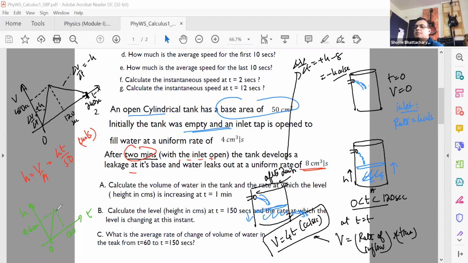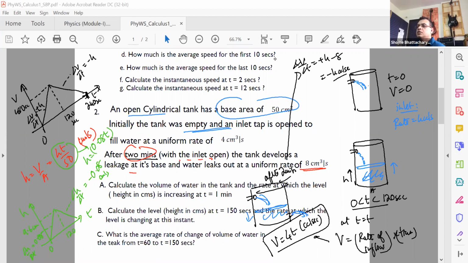So the same kind of thing will happen with the height also. Here the height will be decreasing at the rate of 0.08 centimeters per second, whereas here it was increasing at the rate of 0.08. So now based on this graph, we can calculate anything.